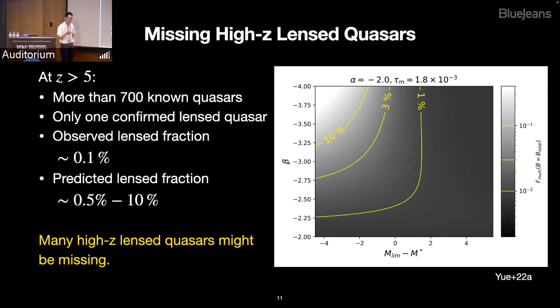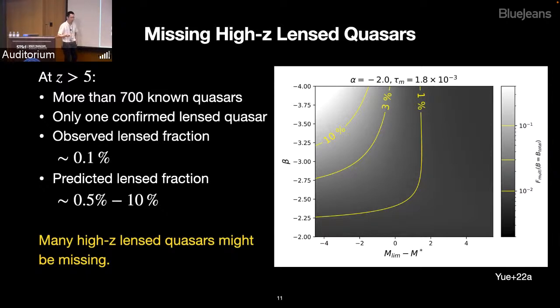That's a wide range, but that's because this fraction depends on the quasar luminosity function you assume, the foreground galaxy population, and also survey depths, etc. But my point is, even in the most conservative case, these comparisons still suggest that we might be missing a large fraction of lens quasars at high redshifts.